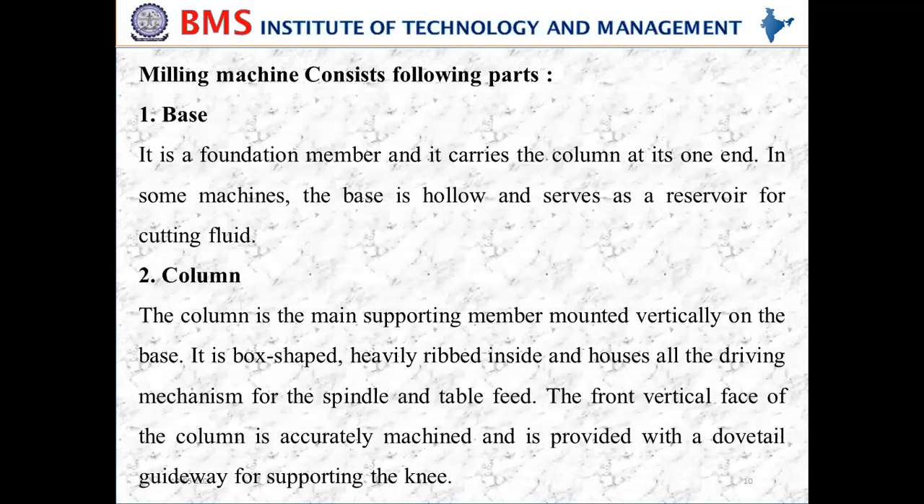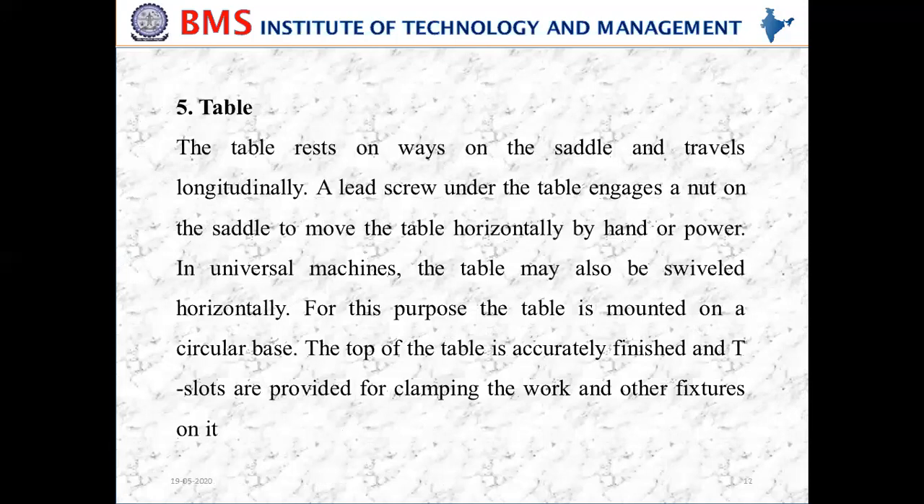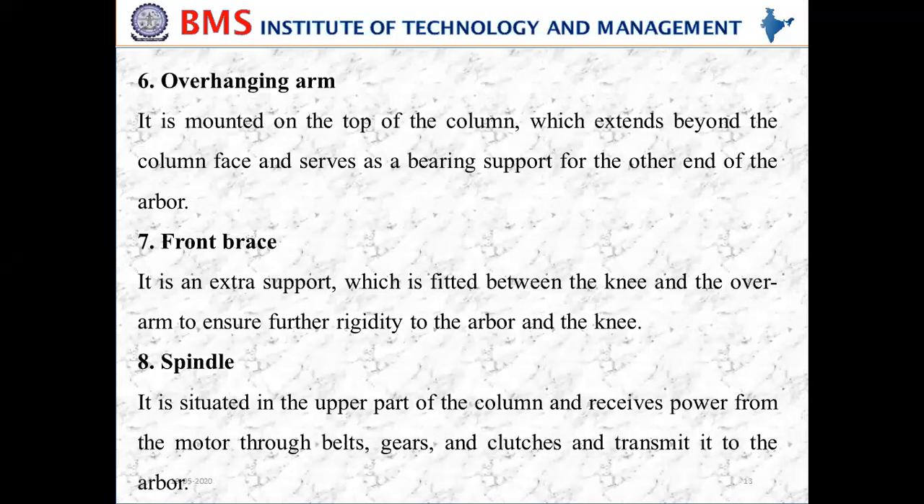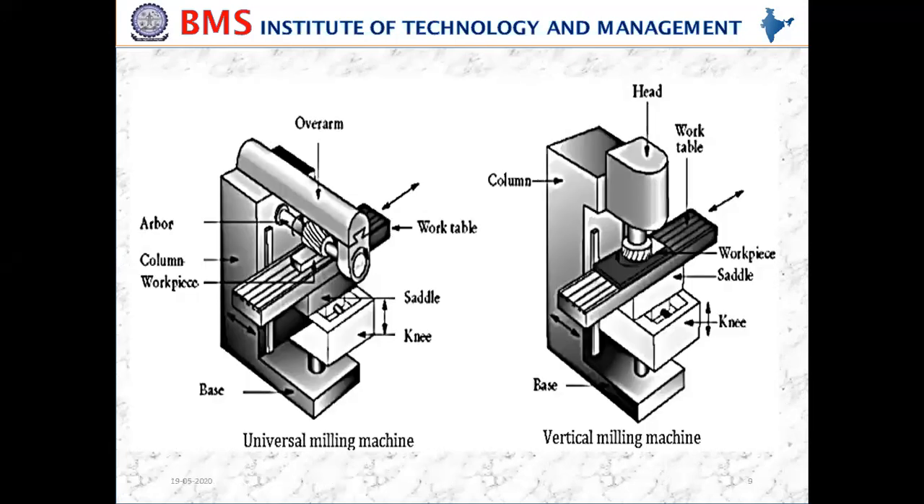Any milling machine consists of a base, a column, a knee, a saddle and a table. The overhanging arm, front brace and spindle are also present in any milling machine. So what do all these parts do? Base is nothing but the foundation for the milling machine.